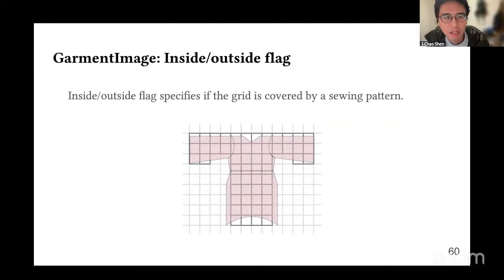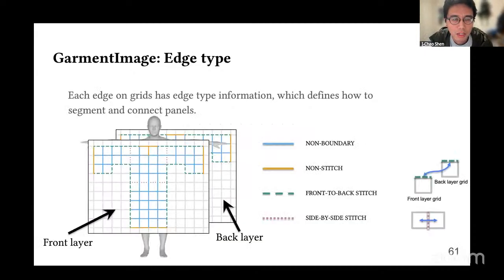The inside and outside flag basically specifies if a grid is covered by a certain pattern. And the edge type encodes different kinds of properties. For example, the blue one is a non-boundary, basically internal edges. And if the outside boundary is not a stitch edge, it will be this yellow one.